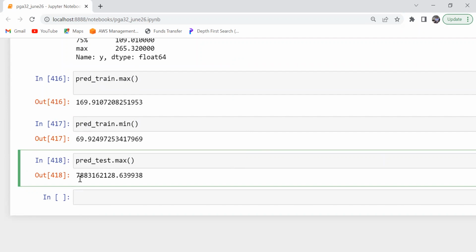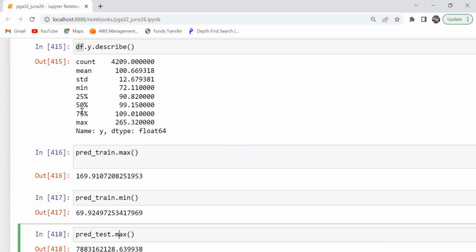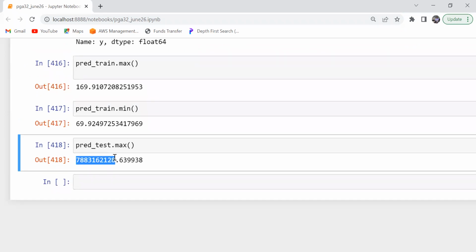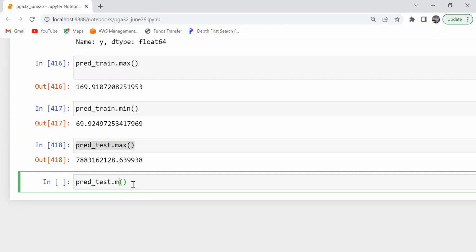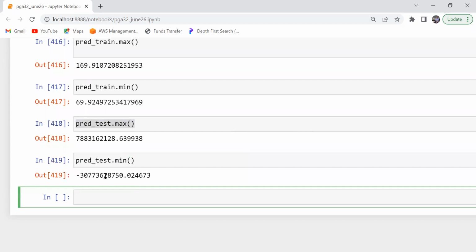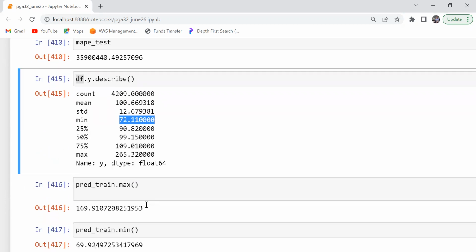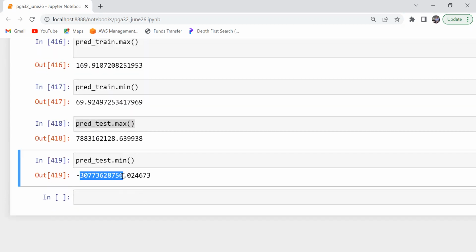And so what I know is that my target variable cannot be more than 265. And if you are predicting something like this much, it means there is a large error. And if you take a square, the error would be even more compounded. Similarly, if I take the minimum, can you notice? Minimum value is only 72. And the predicted value is somewhere in crores. Obviously, it is in minus crores, but it is a problem.